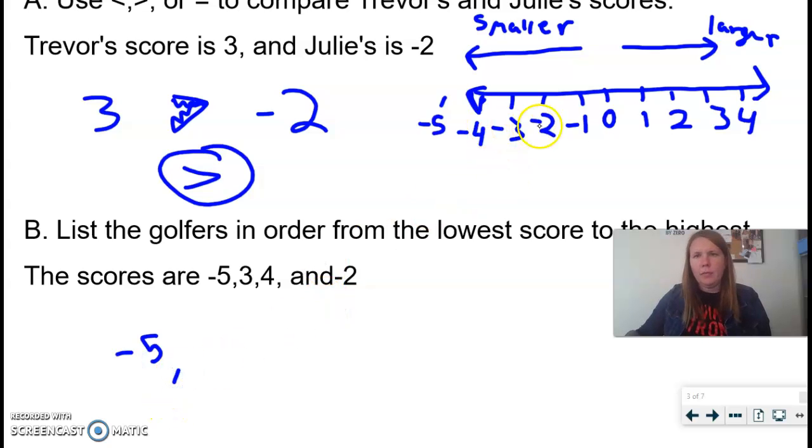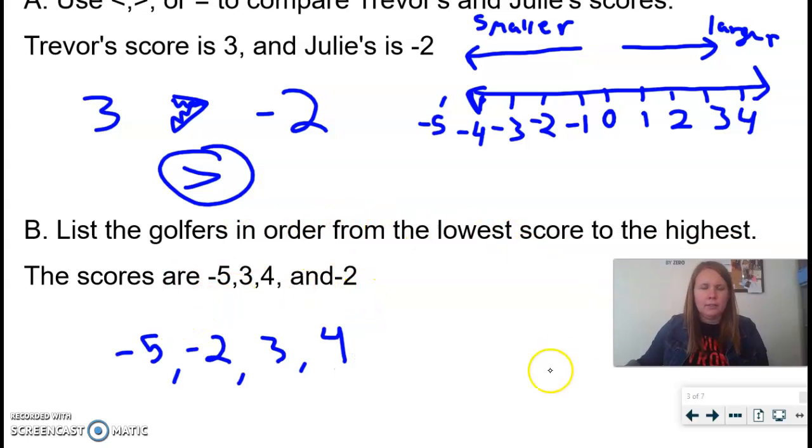And then the next one up, as you move up towards the right, that's going to show you bigger. So the next thing I see on here is -2. As we continue on down this line, we run into 3, and then we will run into 4. And here is my order from the lowest score to the highest score. Remember, in golf you want to have the lowest score, so that's showing me probably who won had a -5, who lost had a score of 4. A pretty tight game.